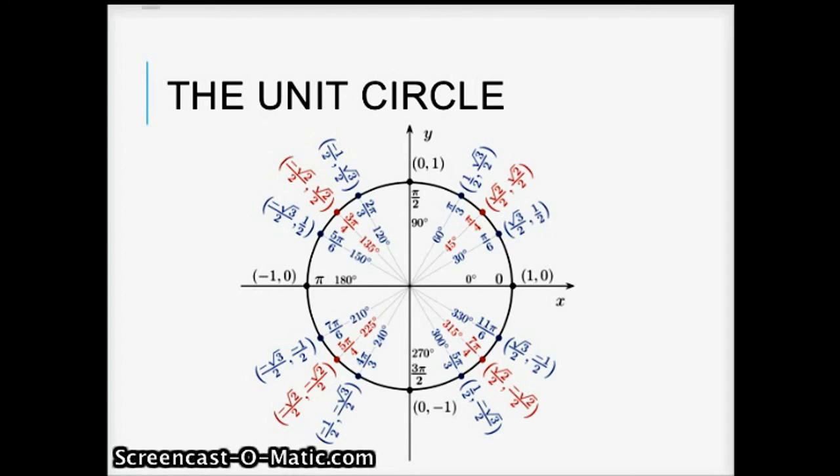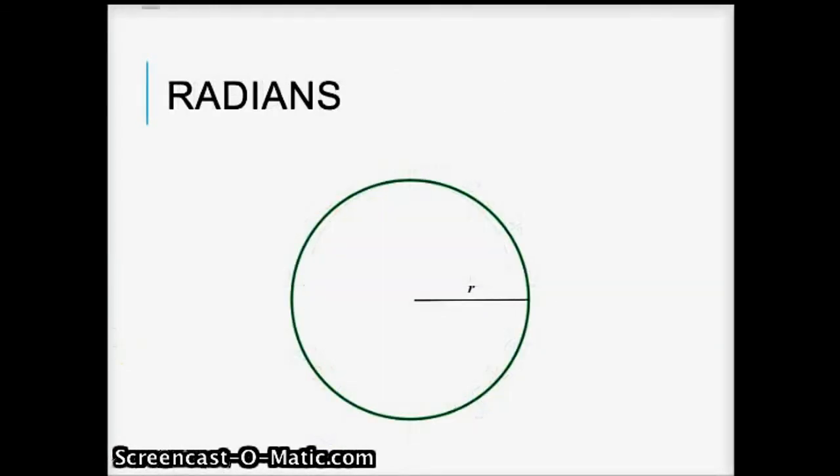Lastly, you will notice that next to each angle, there are fractional values of pi. These values are called radians, and they are another measure of the angle. We use radians to measure the distance around the circle that we have traveled from the point 1, 0 to the point that we are finding the coordinates for. In other words, the radian measure of a central angle of the unit circle is equal to the arc length.